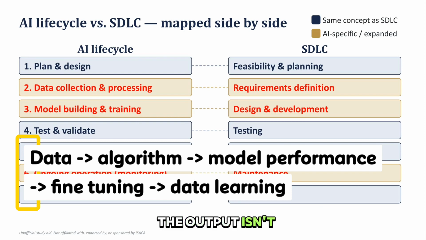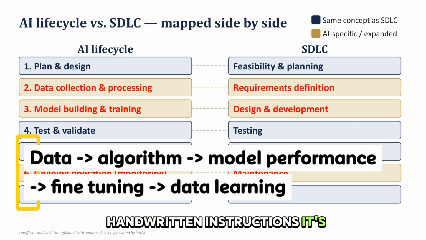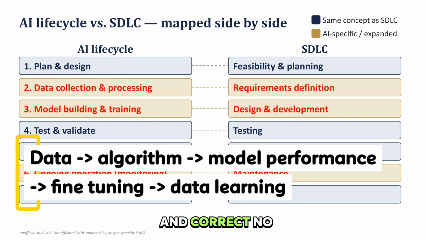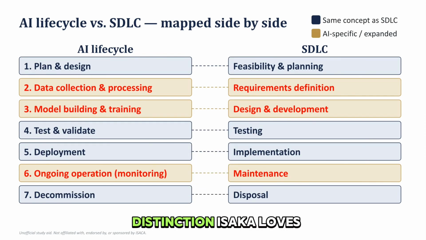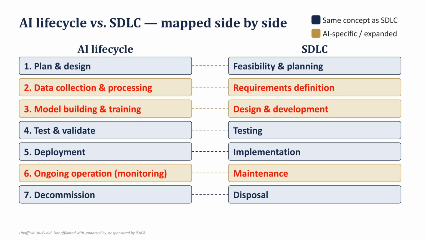The output isn't handwritten instructions. It's a set of tuned weights. And correct no longer means passing a spec check. It means good statistical performance. That's a fundamentally different kind of correctness, and it's exactly the kind of distinction ISACA loves to test.